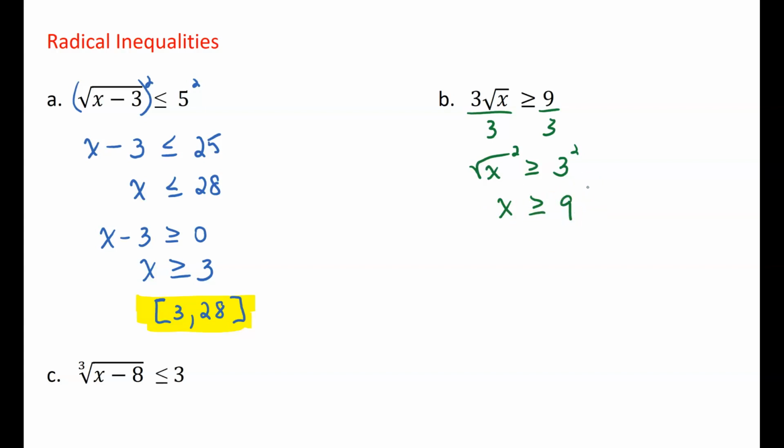So again, taking into consideration the radicand, all I have is an x, so I know x is greater than or equal to 0. Well, 9 is already greater than or equal to 0, so I don't have to worry about the other end. So our final answer is x is greater than or equal to 9, or if we put that into interval notation, 9 to infinity.